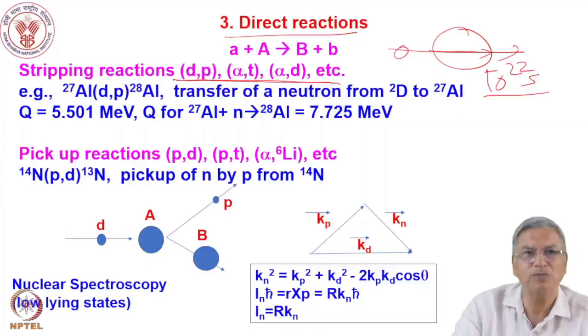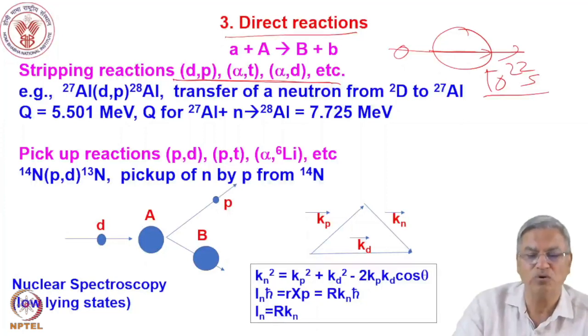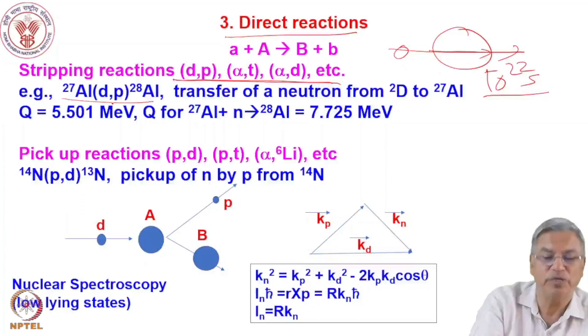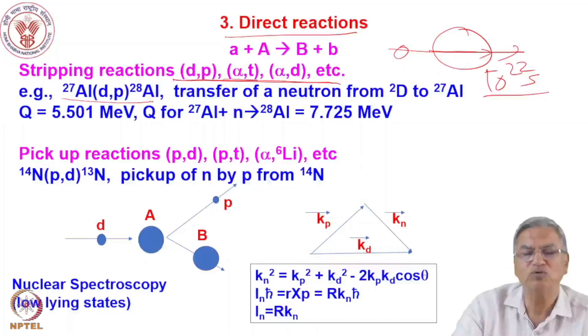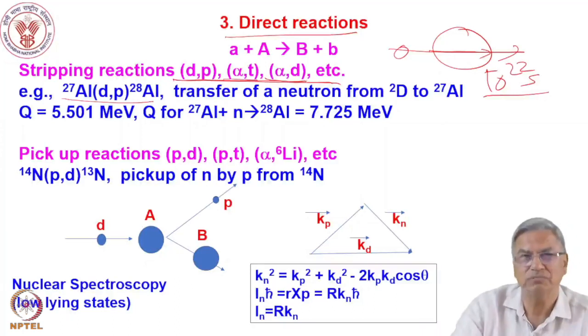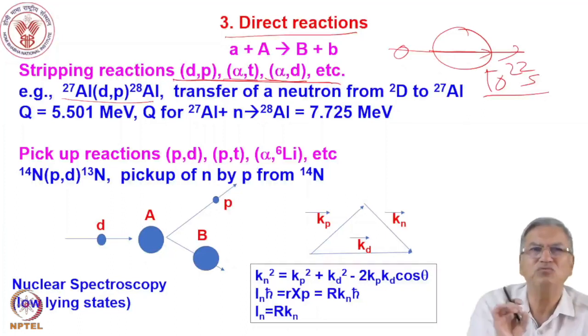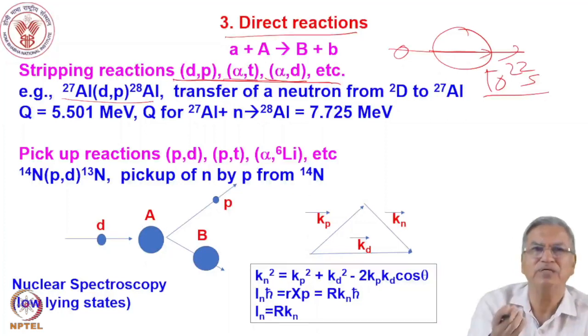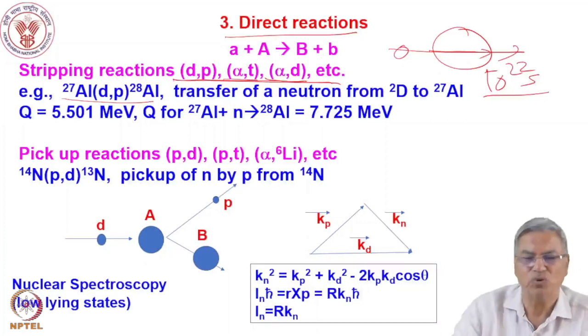So the deuteron is stripped of a neutron. That neutron is captured by the nucleus, like here, ²⁷Al(d,p)²⁸Al. Similarly, in (α,t), the alpha is stripped of one neutron and a tritium goes out, with the neutron fusing with the target. In (α,d), a deuteron is fused with the target, and one deuteron goes out. You will mostly find these reactions take place with low-Z nuclei like lithium, helium, tritium, deuteron, and so on.